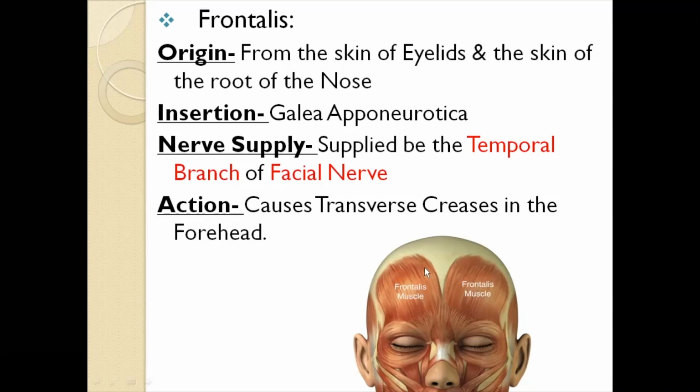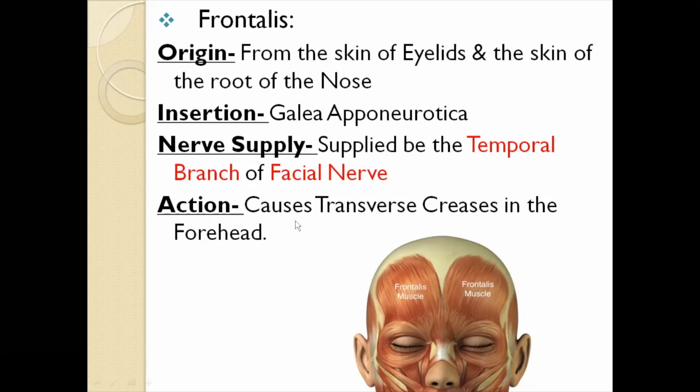Now, what is the nerve supply? The nerve supply is the temporal branch of the facial nerve. Again here the nerve supply is the facial nerve, but when it comes to frontalis, it has a specific branch, the temporal branch. For the other muscles, the nerve supply is simply the facial nerve, but for frontalis it is the temporal branch of the facial nerve.